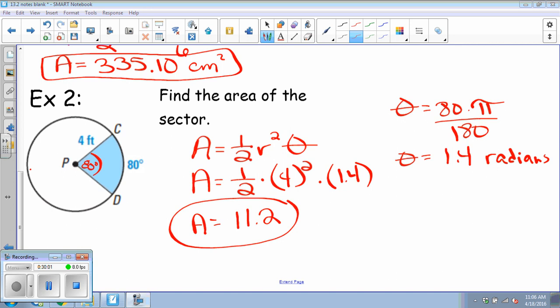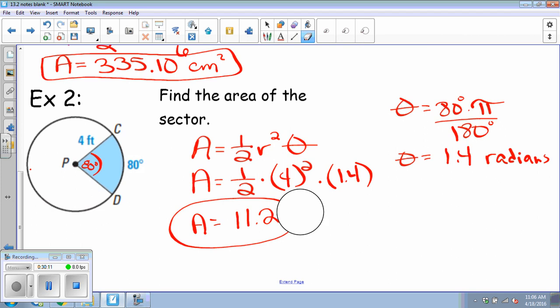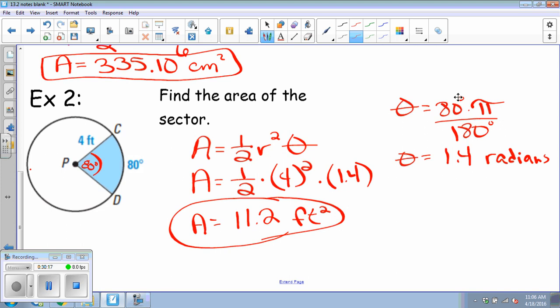So you have to change, theta is in degrees, you have to change it to radians. You get 1.4. So your area is, oh, I forgot my unit. 11.2 feet squared or square feet. Any questions? Okay.